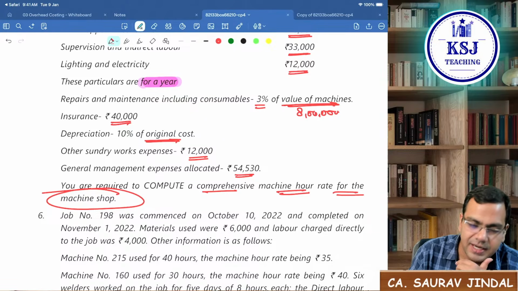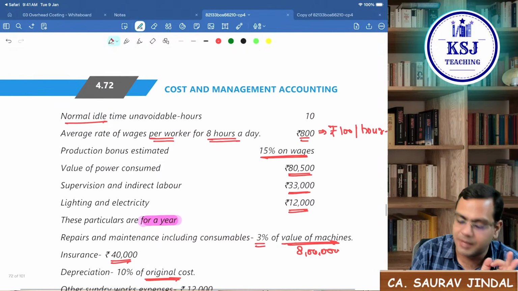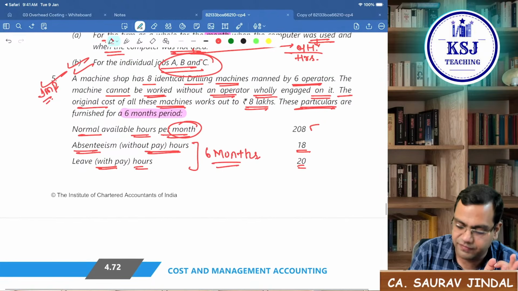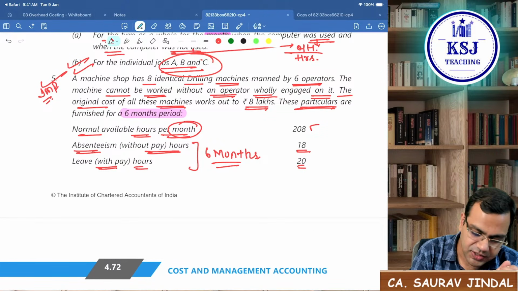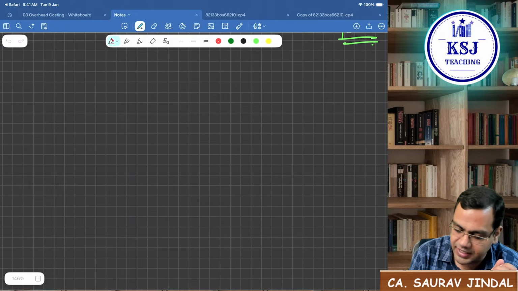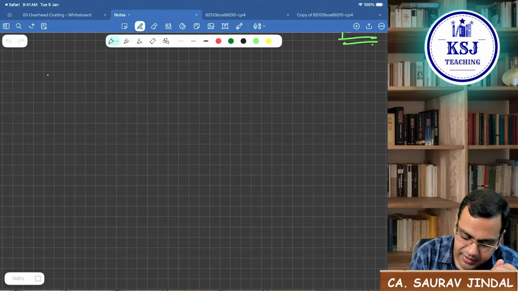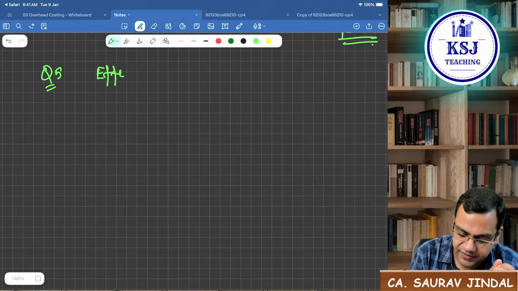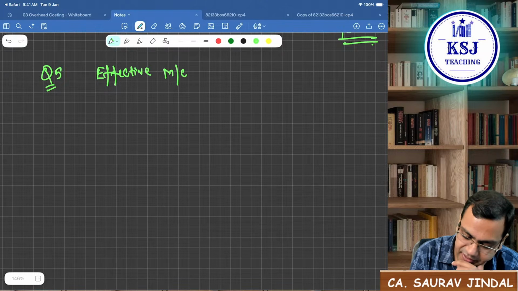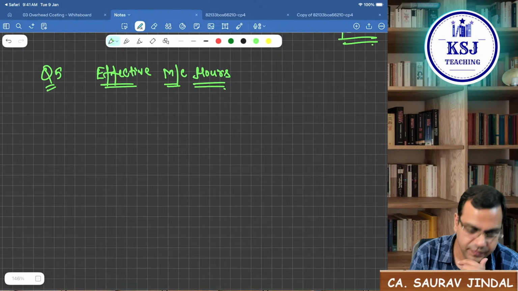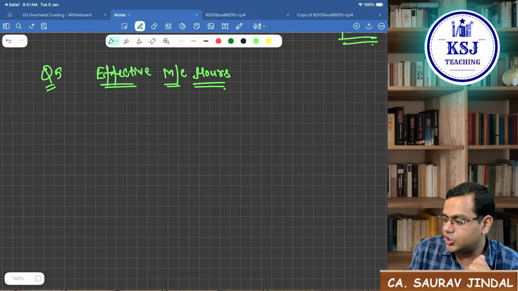Clear with this? Now in this question, the most important part is the calculation of effective machine hours that I will do. The cost part you can take, but the important part here is question number 5. In this, the calculation of effective machine hours is the trick. Okay, let's start with this.